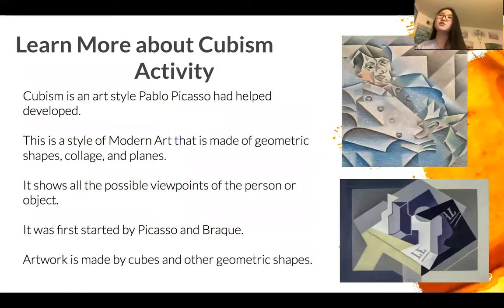So we're going to do a little activity to learn a little bit more about the art style that he helped form. This is a style of modern art that is made of geometric shapes, collages, and planes. It shows all the different possible viewpoints of a person or object. It was first started by Picasso and Braque. The artwork was made by cubes and many other geometric shapes.